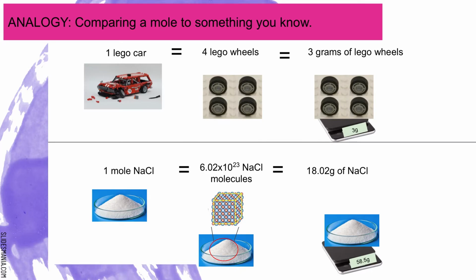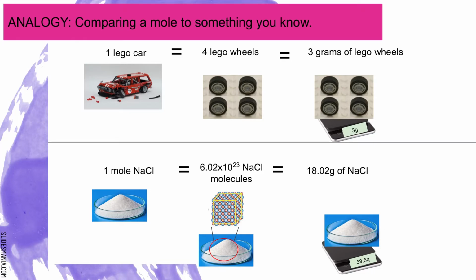If we were in school, I would have brought the Legos out. We would have been doing this really fun activity. I'm sad that we're not. But 1 Lego car equals 4 wheels. To make a Lego car, you need 4 wheels. But these wheels here are 3 grams of wheels. If you weigh them out, there might be 3 grams. What if you change the size of the wheels? You still need 4 wheels to make a car, but they might weigh differently.